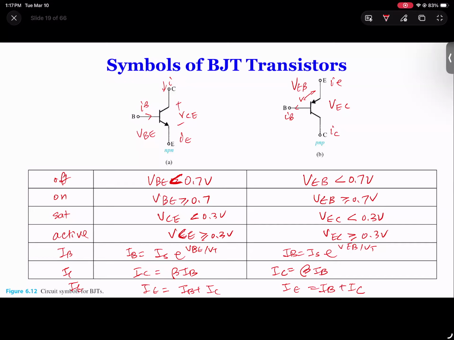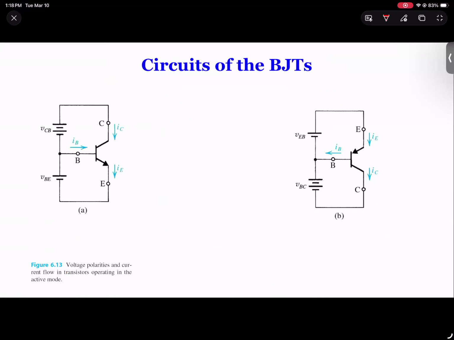So to summarize what we covered so far: to start with the transistor, we ask, is it off or is it on? If it is on, is it in saturation or is it in active? If it's in active, what is the voltage? What is the current? What are the relations? So this gives you a very detailed process to analyze the circuit.